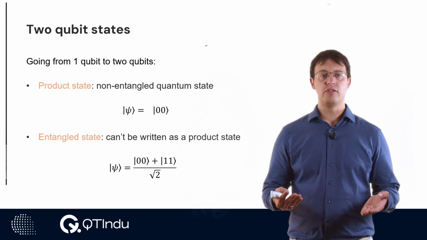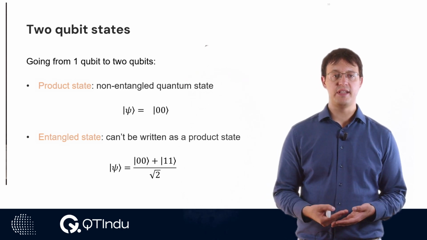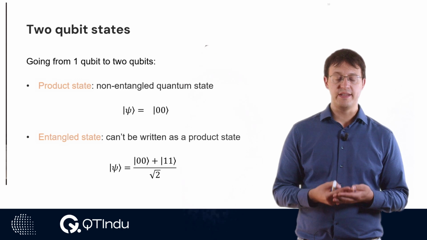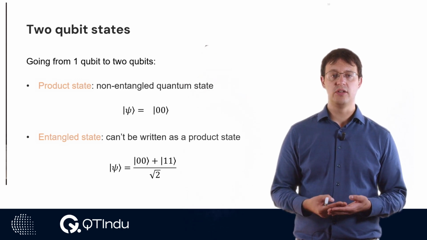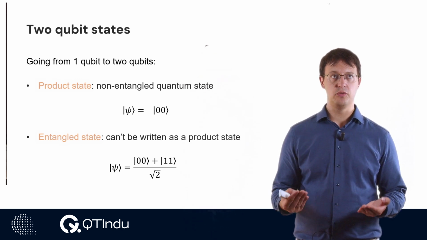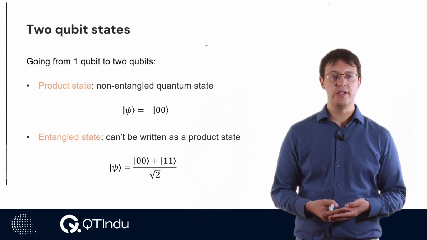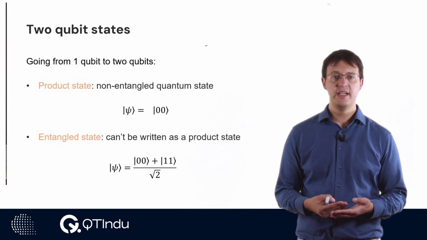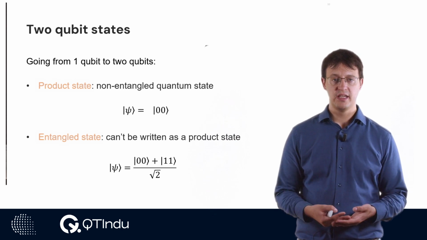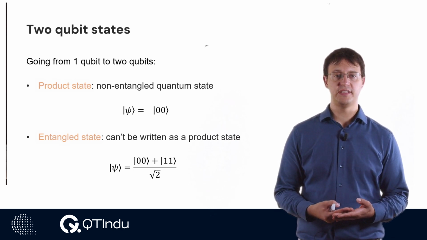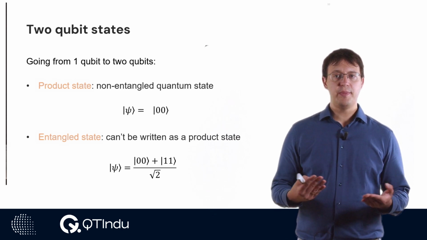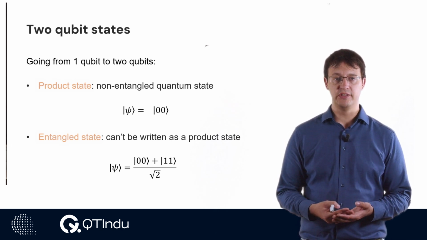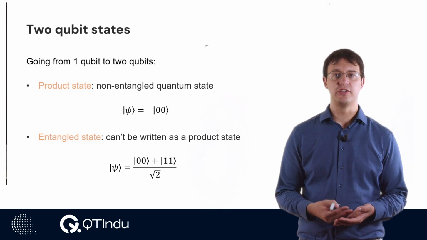The opposite of a product state is an entangled state. An entangled state cannot be written as a tensor product of 2 single qubit states. One example is shown here, which is the state 00 plus 11. This state is called a Bell state and is a maximally entangled state. Entanglement will be a very important concept for many quantum algorithms, and you will learn much more about it in later lectures.